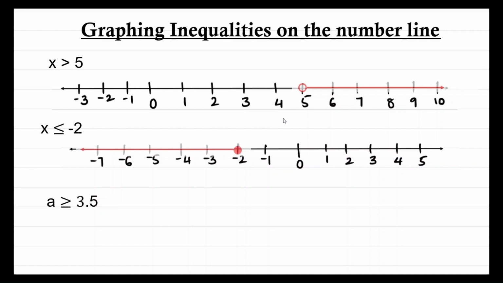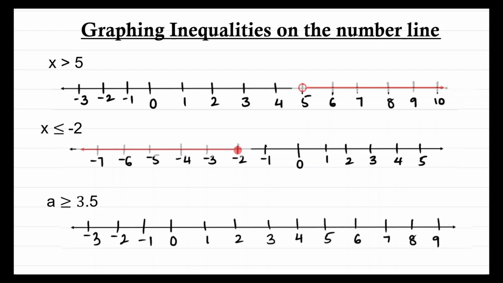Next example, a is greater than or equal to 3.5. So the value of a needs to be 3.5 or more than 3.5. So I will represent the solutions this way. Look here, this is 3.5, which is midway between 3 and 4. So 3.5 and more than 3.5. The circle at 3.5 is shaded, and all these values represented by this red line are the solutions of this inequality.